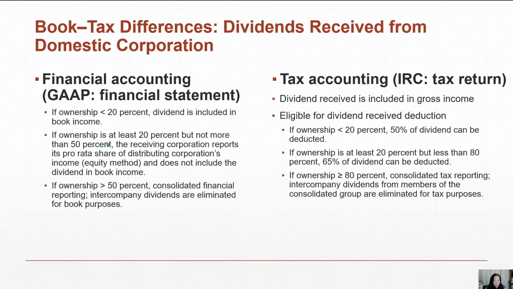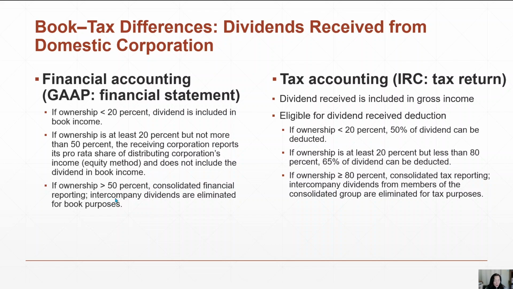But if the ownership is at least 20% but not more than 50%, the receiving corporation reports its pro rata share of the distributing corporation's income under the equity method and does not include the dividend in book income. When they say pro rata share of the distributing corporation's income, let's say the ownership is 30%. Then the corporation will be required to include 30% of the distributing corporation's income in the financial income, and will not include the dividend income in the book income.